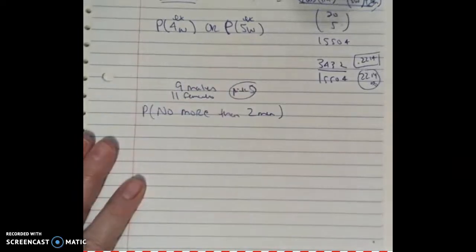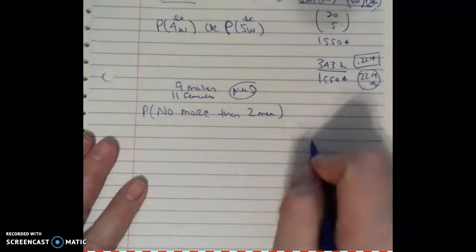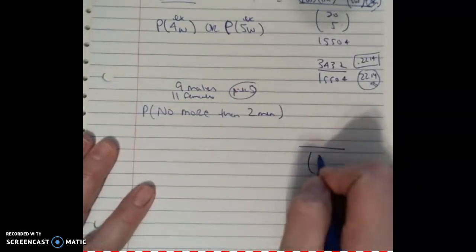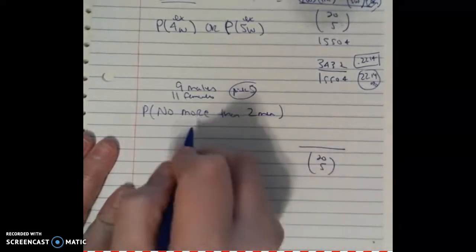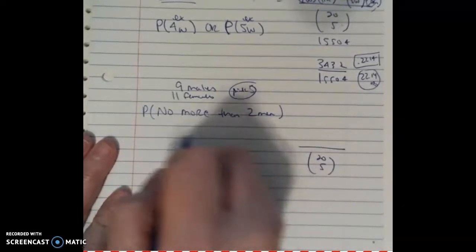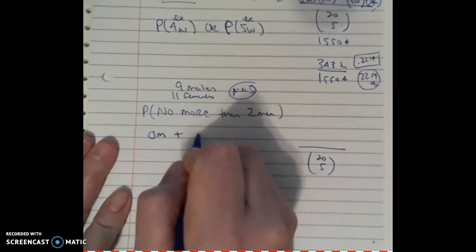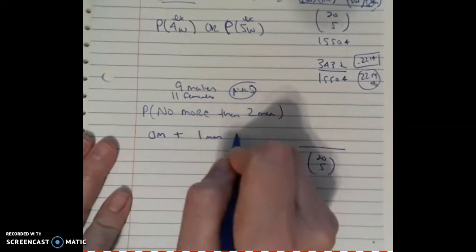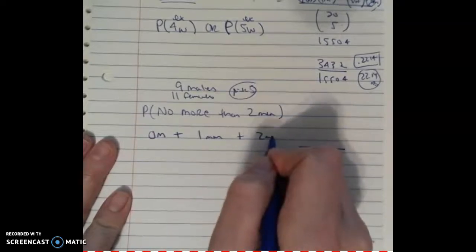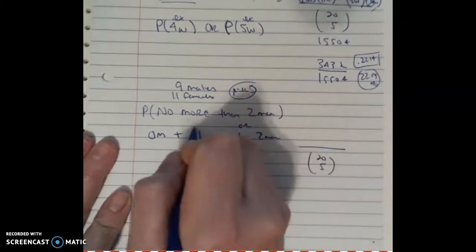So the other people, I'm not looking at them other than to help me find the broad probability of that. Okay, so I want no more than 2 men. So I'm okay with 0 men. I'm okay with what? 1 man. Or 2 men. So these are ors, so we're adding.